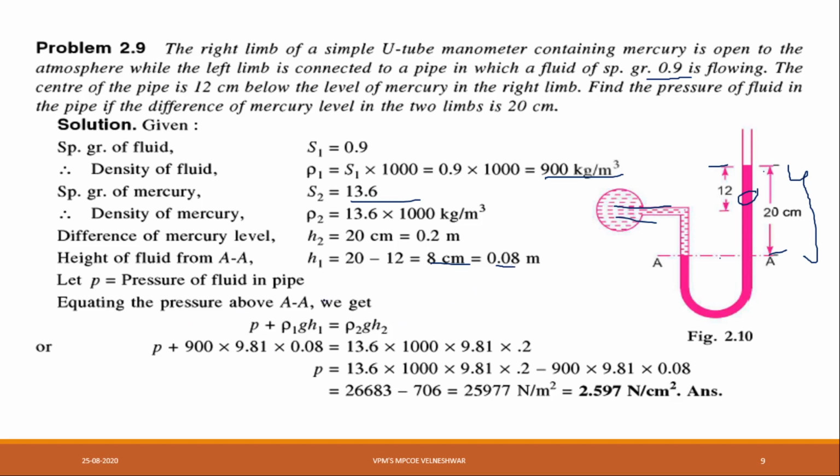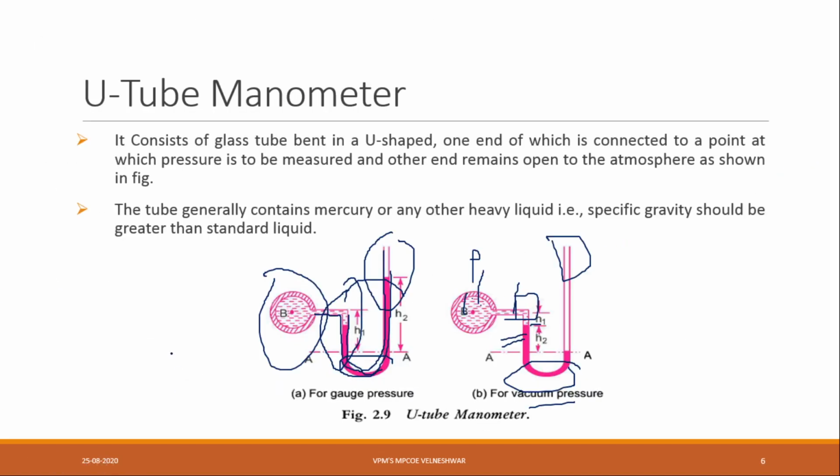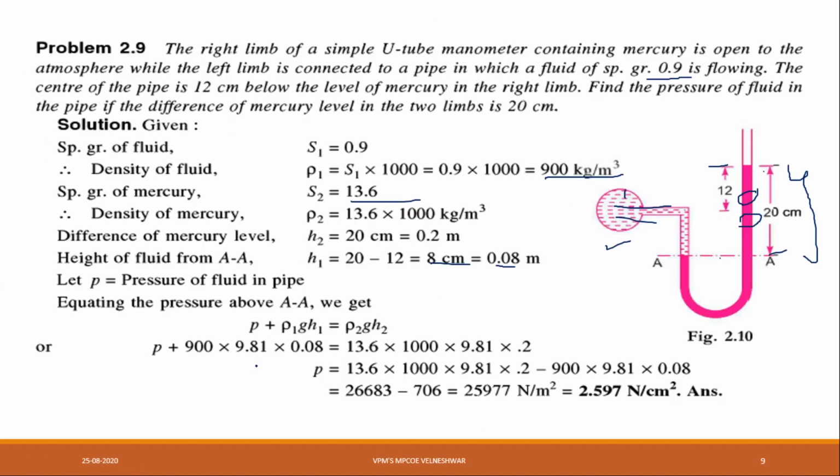Now equating the pressure above AA, we get: the pressure at AA, what is there here? P plus rho 1 g h1, because which type of liquid is here? Oil is there. That is equal to, on this side, what type of liquid is there? Rho 2 g h2. Now if you see this diagram and this diagram, both are the same or not? Only the measurements are different. Generally here we can take PA, you can take PB, whatever it is.